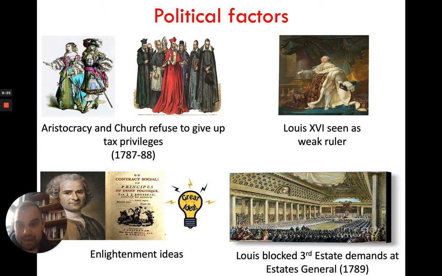They didn't have to pay taxes towards the government. Okay, so that was a big one in terms of causing anger from most of the rest of the population.